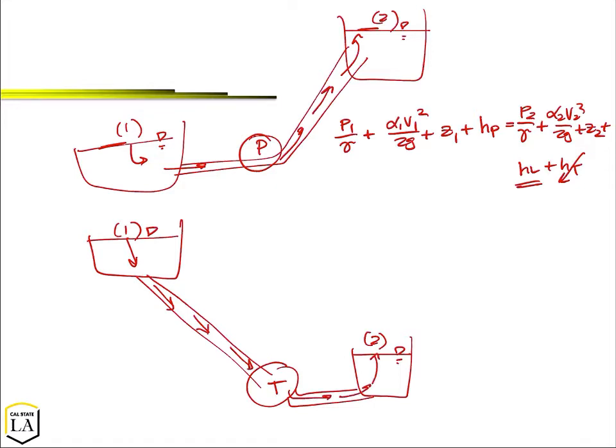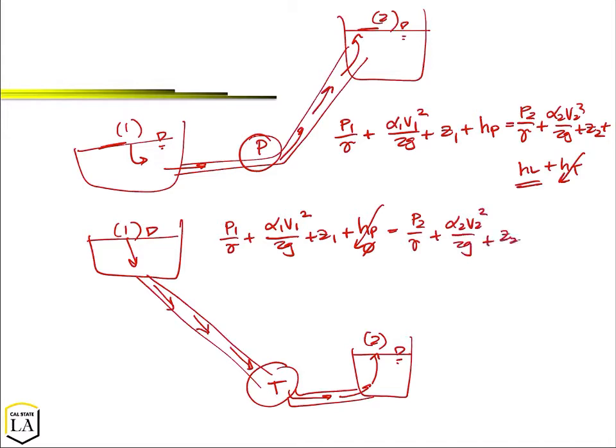Okay, so then your setup is going to look like this, where this is 0. We have no pump in the system. We're not sure if we have losses, so we have to consider it. And we have our turbine.